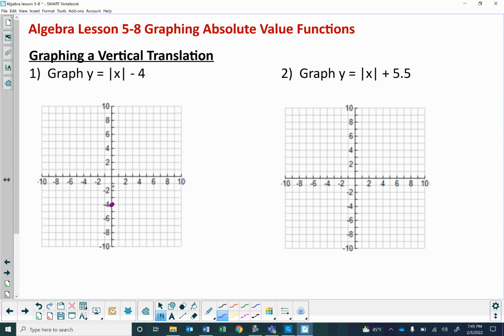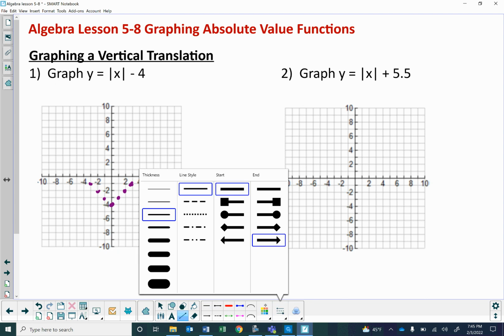Remember what I said about the parent function. To get the next points, you're going up 1, right 1, up 1, right 1, up 1, right 1. Go back to that point at 0, negative 4, and then go up 1, left 1, up 1, left 1, up 1, left 1. And now all we simply need to do is to draw our graph.